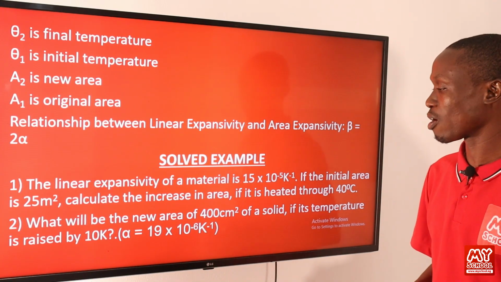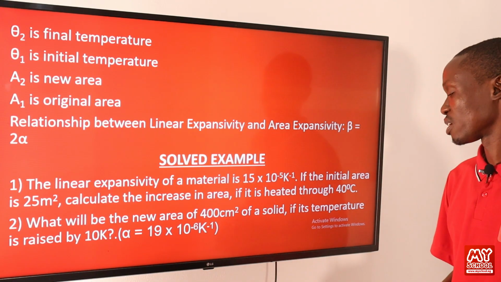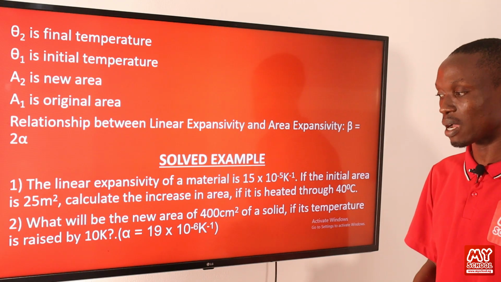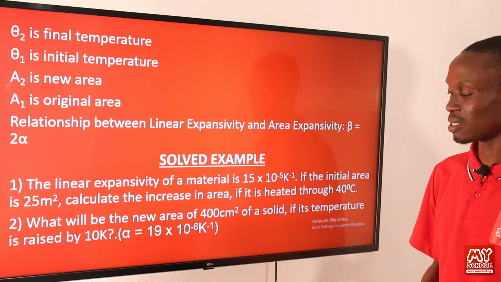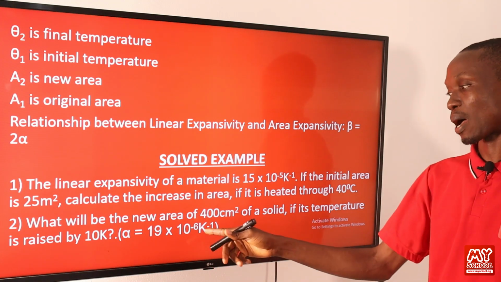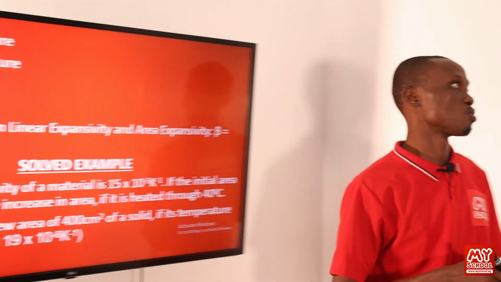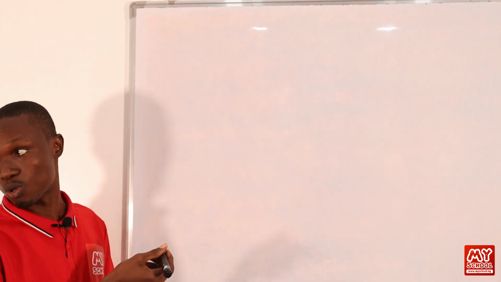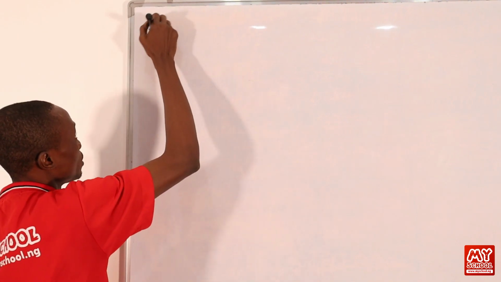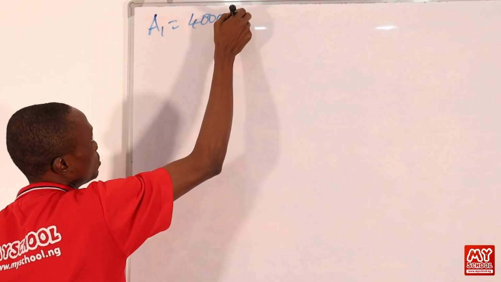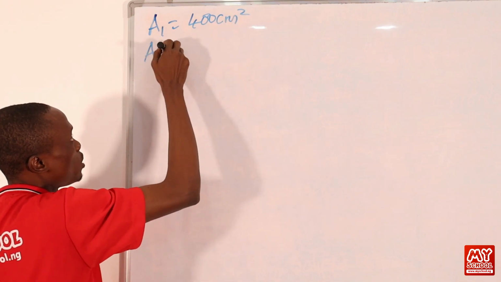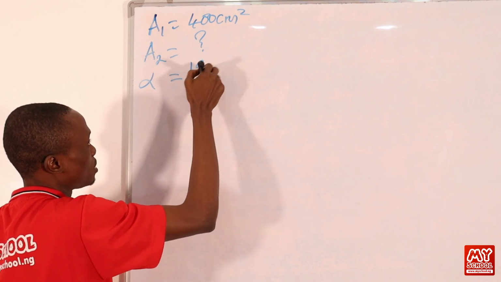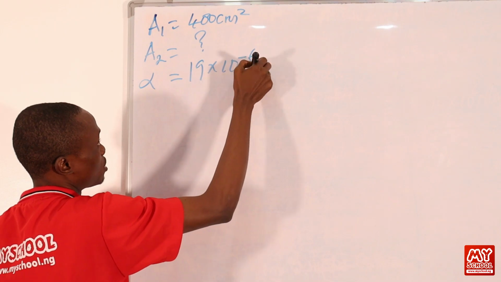Okay, let's solve the second example. What will be the new area of 400 centimeters square of a solid if its temperature is raised by 10 Kelvin? Here we are asked to take linear expansivity to be equal to 19 times 10 raised to power minus 6 per Kelvin. Let's move over to the board to solve this question. First things first, let's write out the information that is given to us in the question. Original area, which is A1, in this case equals 400 centimeters square. A2, which is the new area, we don't know. We are given linear expansivity to be 19 times 10 raised to power minus 6 per Kelvin.